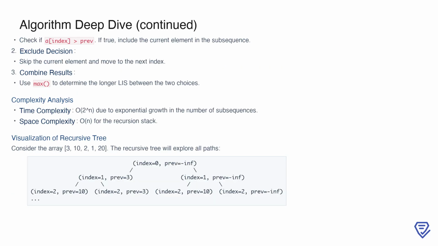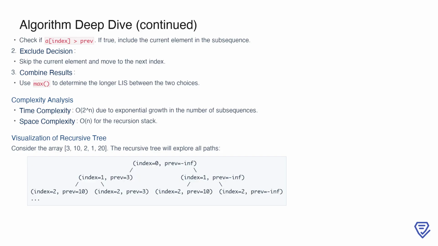The two key decisions at each step are the include and exclude choices. When including an element, we check if its value is greater than previous. If so, it becomes part of the subsequence, and we move to the next index with previous updated to this value. Alternatively, we can exclude the element, keeping previous unchanged and moving to the next index. After exploring both decisions, we combine the results using the max function to determine which path yields a longer subsequence. However, the brute force approach has exponential time complexity, 2 to the power of n, due to the sheer number of subsequences explored.